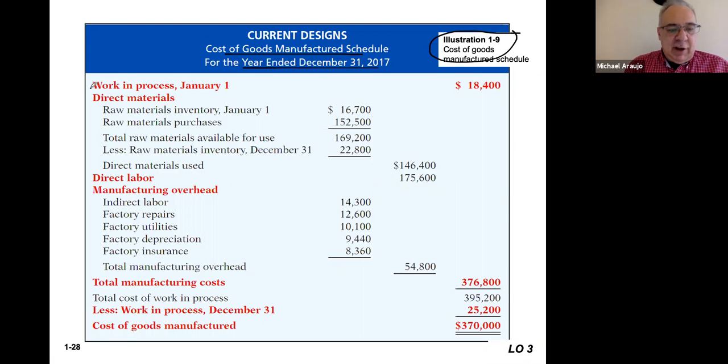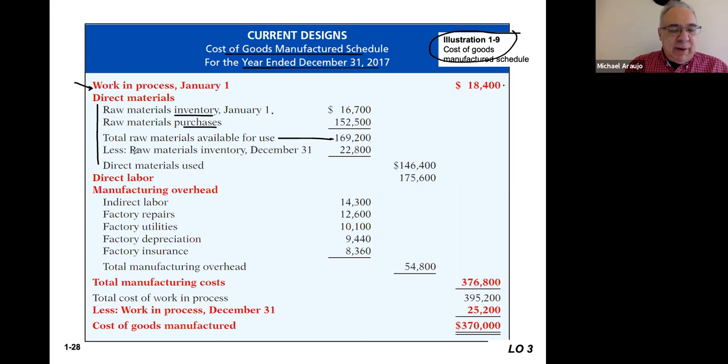So they first start off with what was the work in process at the beginning of the period, as of January 1st, 2017. Well, it looks like they had $18,400 worth of work in process inventory. Okay, terrific. Now, the first thing they do is they look at all the direct materials that they have used. So they started with a certain amount of direct materials in inventory at the beginning of the year. They certainly added to that by purchasing more direct material. And so they have a total amount of direct material listed here for use.